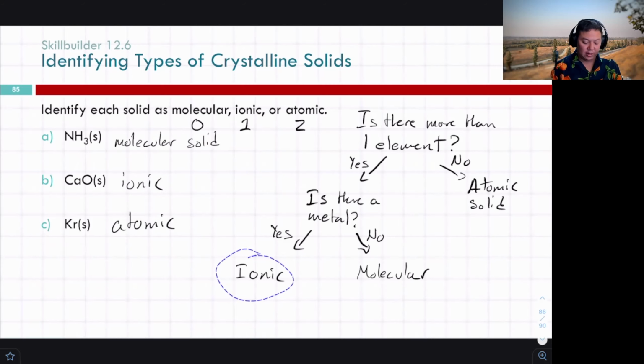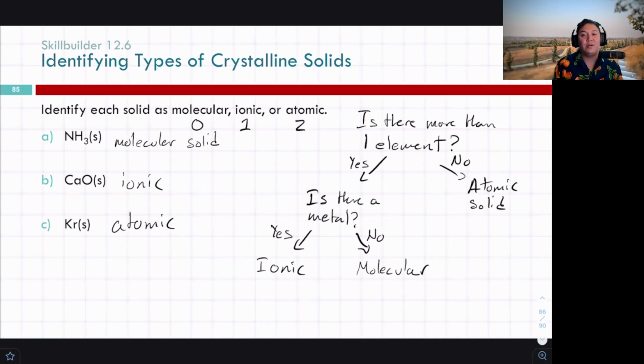So if you can put these kinds of decision trees together, then you have a good enough grasp of the thing that when you get it on a test, you'll be able to sort these things out into their respective categories. All right, moving on.